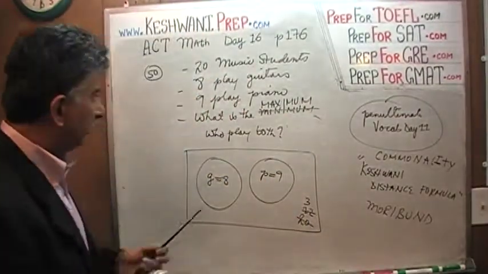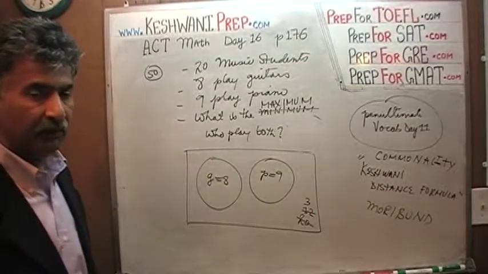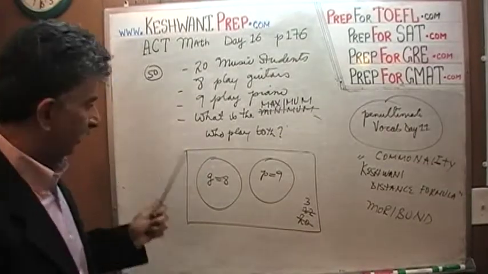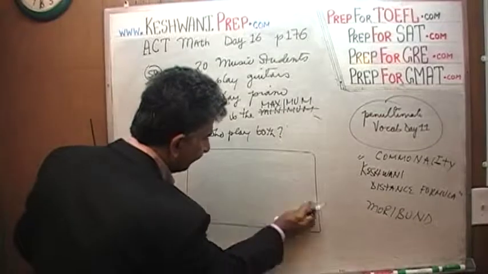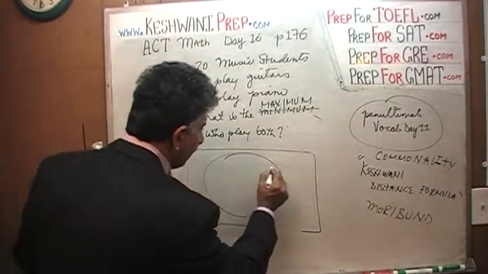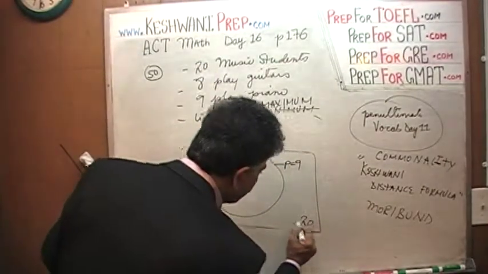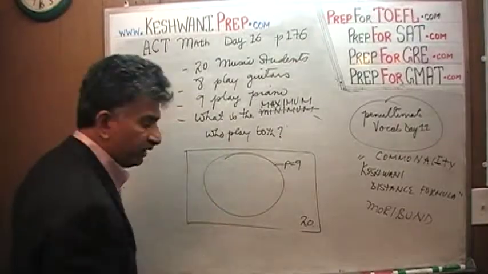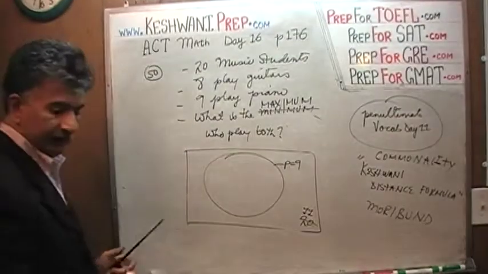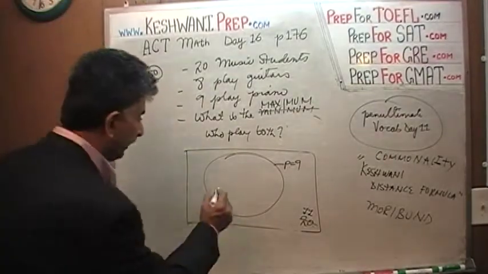Well, this is how we're going to do it. Since we're looking for the maximum number who play both, we want as many people playing both instruments as possible. So we start out with the larger number. 9 of them play piano. So here's our piano, and piano is 9. If 9 of them play piano and our universal set was 20, we are left with 11. And then 8 of them play guitars. Now here's a situation where 8 of them are going to play guitars.